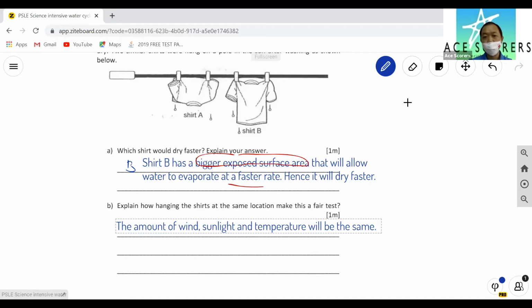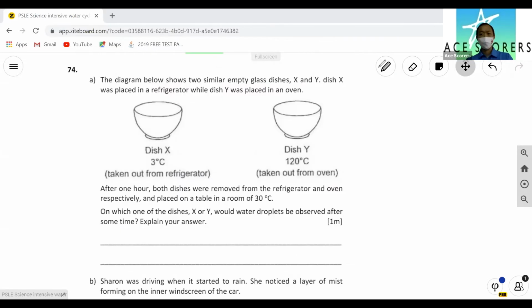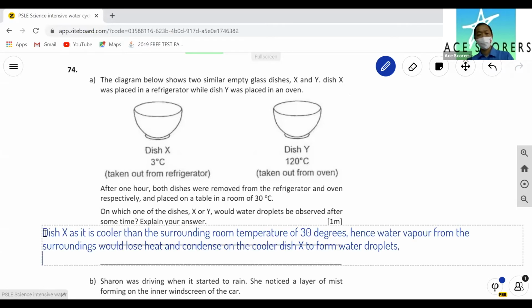Okay, so the answer is dish X is cooler. Right, so it's dish X. It's cooler than the surrounding room temperature of 30 degrees, hence water vapor from the surrounding air, which is 30 degrees, loses heat when it comes into contact with dish X and condenses to form water droplets.